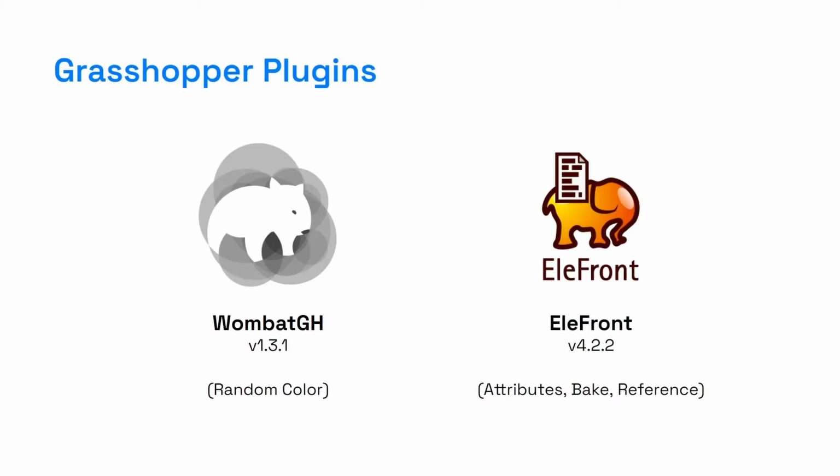And these are the Grasshopper related requirements. We're going to be using random color from Wombat package, and you can find that on Food for Rhino. And we're going to be using Elephant to define the attributes and to reference geometry from Rhino, etc.